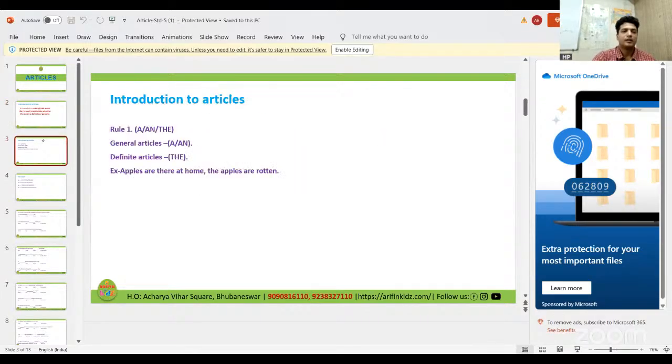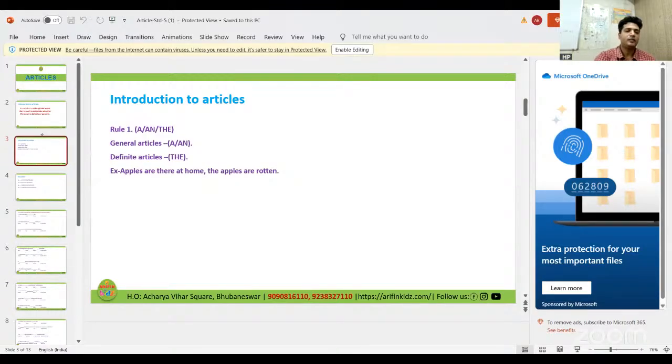Now, if you look at this, we have general articles, then we have definite articles. We have three articles in the English language, right? The first ones are general articles, which are a and an. Then we have a definite article, which is the. Totally, we have three articles in English, right? Out of which the general articles are a and an, and the definite article is the, right?